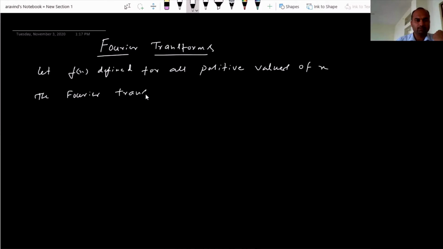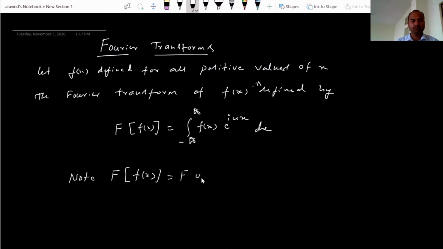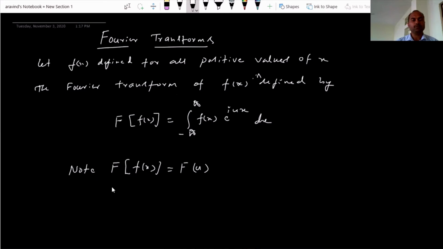Then the Fourier transform of f of x is defined by, so we will denote it as F of f of x is equal to the integral from minus infinity to plus infinity of f of x e to the power of iux dx. We usually denote this as F of u. So F of u means it is the Fourier transform of f of x. So this is the Fourier transform.